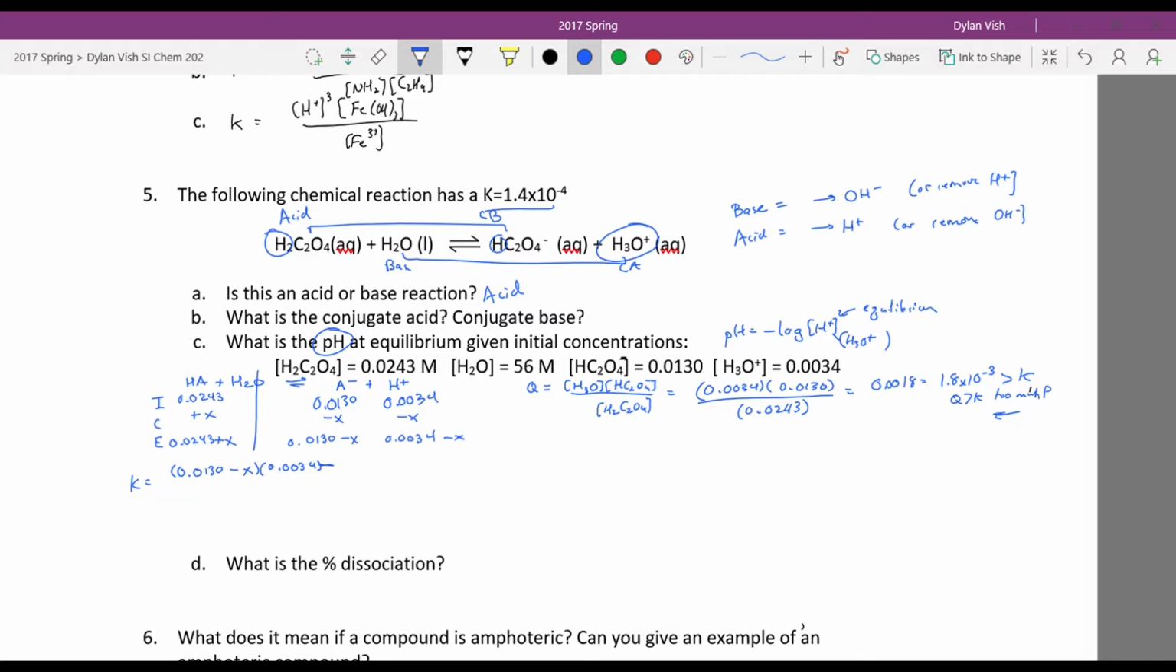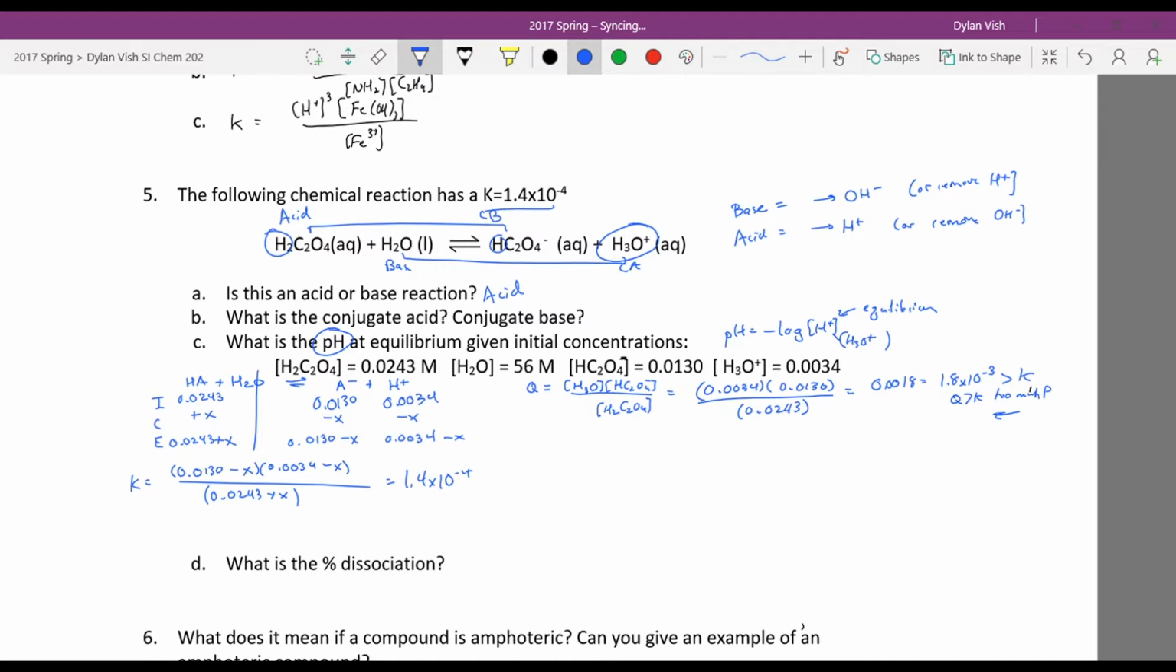Minus X, I forgot that there. Now sadly, this K value is pretty large. It's 1.4 times 10 to the negative fourth. Now we could use the approximation I've showed in the SI sessions before with our calculator using the answer symbol, but in this case I'm just going to use our quadratic formula.